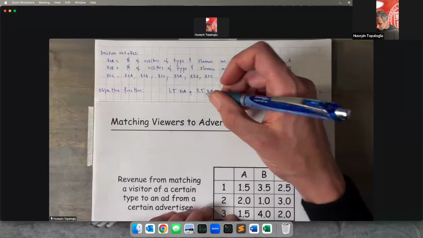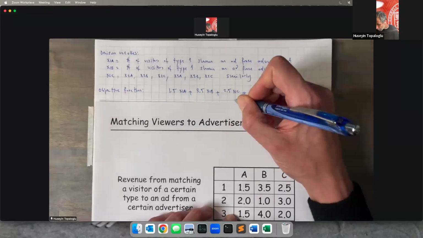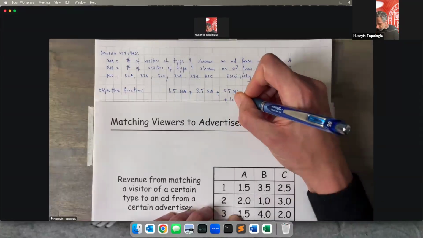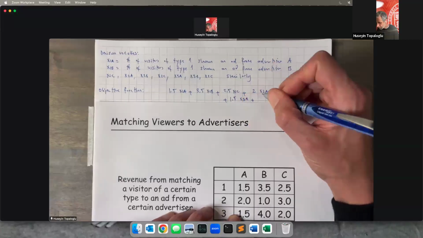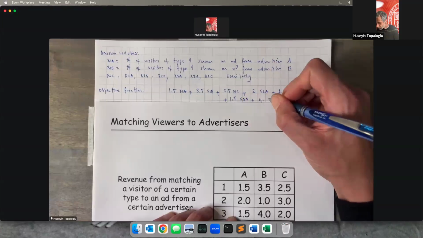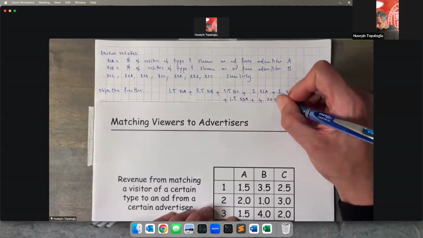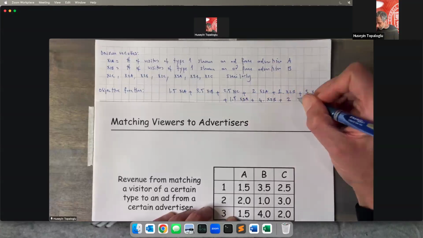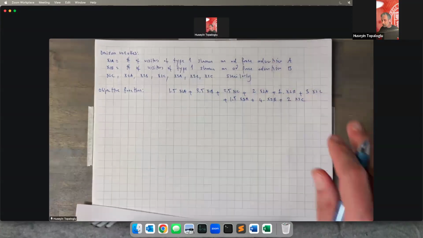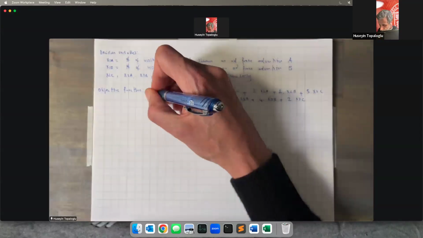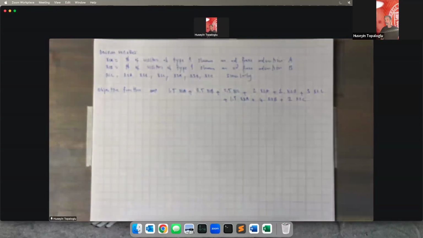Let's keep going. 1.5 cents for visitors of type 3 seeing an ad from advertiser A. 4 cents for visitors of type 3 seeing an ad from advertiser B. And 2 cents for visitors of type 3 seeing an ad from advertiser C. So that is the objective function that we have, and we would like to maximize that objective function.